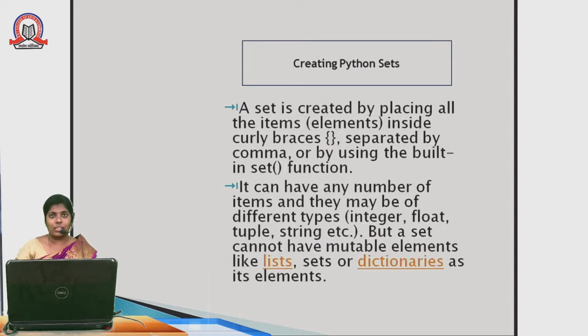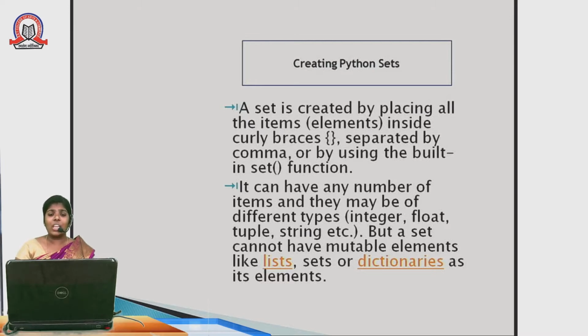Creating a Python set. First we want to know how to create a Python set. A set is created by placing all the items inside curly braces. So when we want to create a set, we add the elements inside the curly braces, and the items should be separated by the comma operator, or we can use the built-in set function. Each element should be separated by a comma.